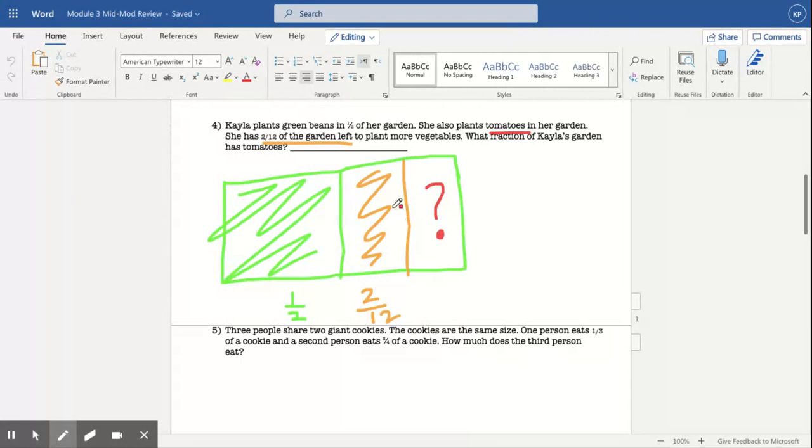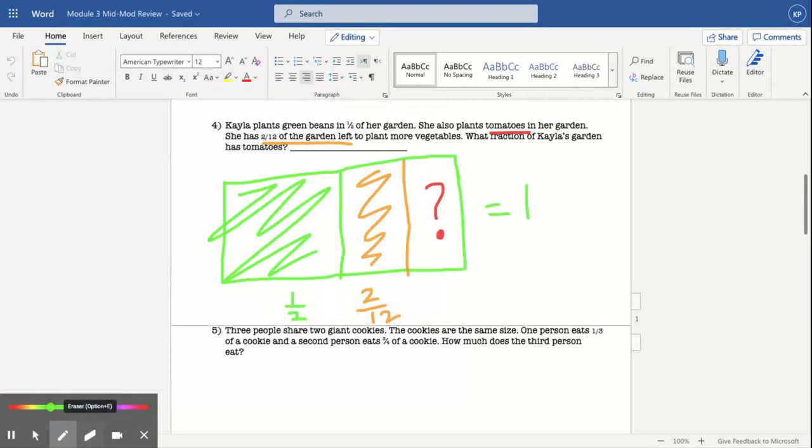I'm going to use red to help me think of tomatoes, to remind myself that's what I'm solving for. I know that this tape diagram, this model, is supposed to equal one whole, her one whole garden. So I'm thinking, how am I going to figure out this mystery number? How can I figure out what that question mark stands for? What fraction of her garden was tomatoes?